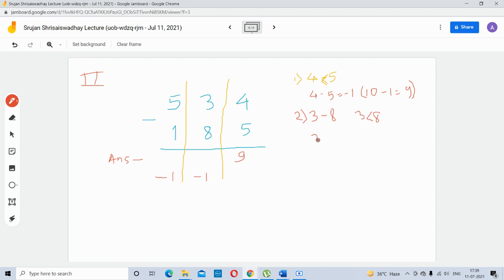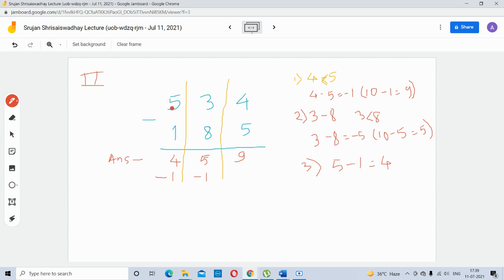So how are we going to do it? 3 minus 8 is minus 5. So its complementary number is 10 minus 5, which is 5. So you are going to put a value over here as a 5. Okay. Now 4 minus 5 minus 1. Third step is directly you will be putting 5 minus 1 is 4.